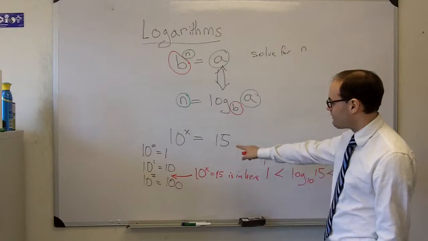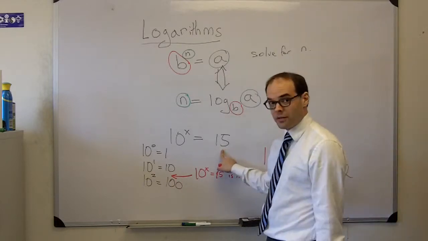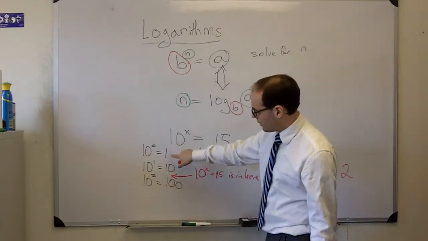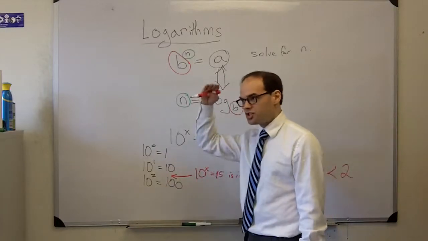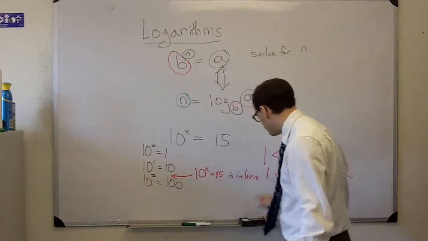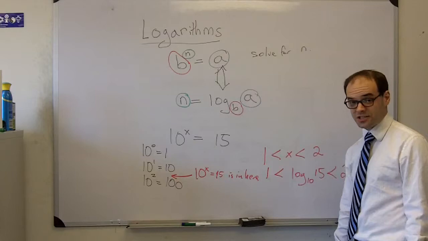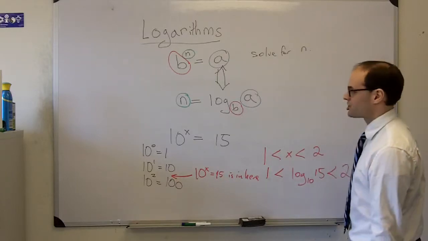So you can take any number that you want to find the logarithm of and start writing out that sequence. You can see what is definitely too small and definitely too big. And it'll give you an idea of what that logarithm is. It doesn't tell you the exact value. You can approximate it this way.